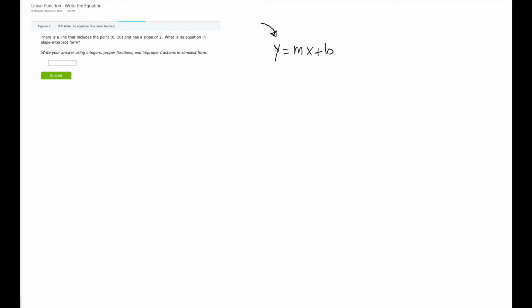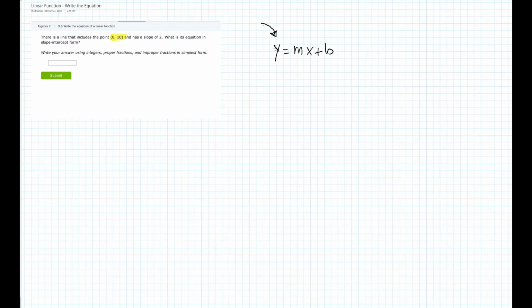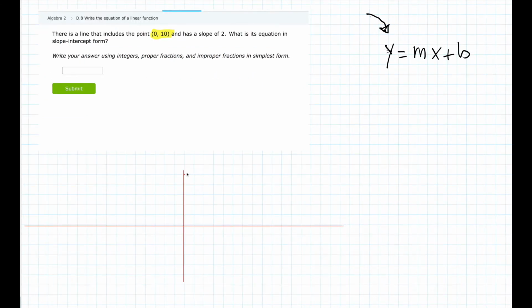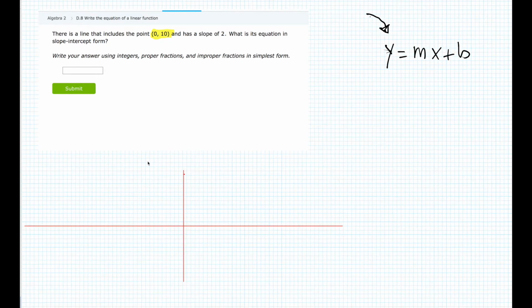And what is this thing right here? Yes, the coordinate. If you were to plot that, how do you plot it? You go 0 and then up 10. I'm going to make smaller squares. All right, here we go. So 0, up 10: 1, 2, 3, 4, 5, 6, 7, 8, 9, 10. So that's (0, 10).